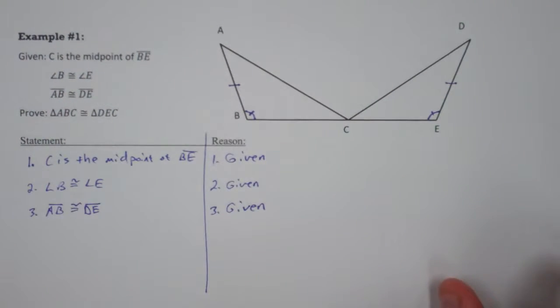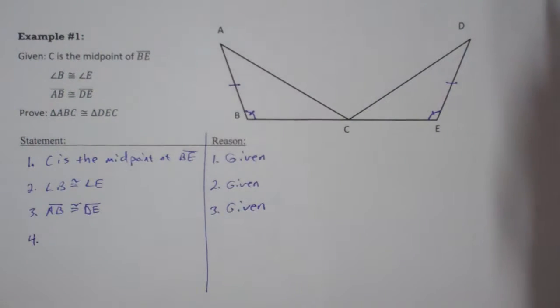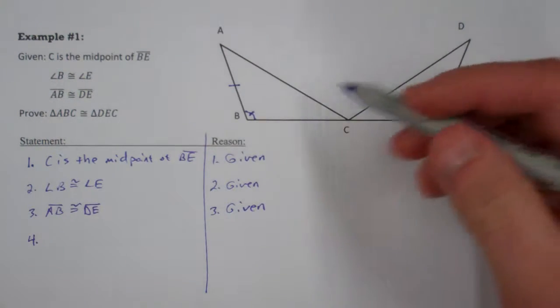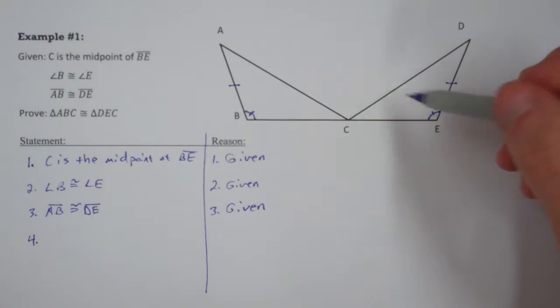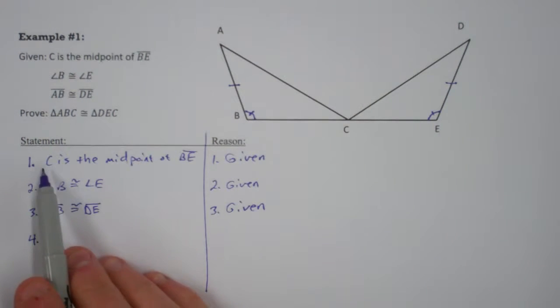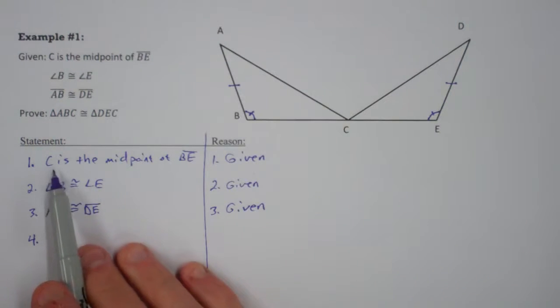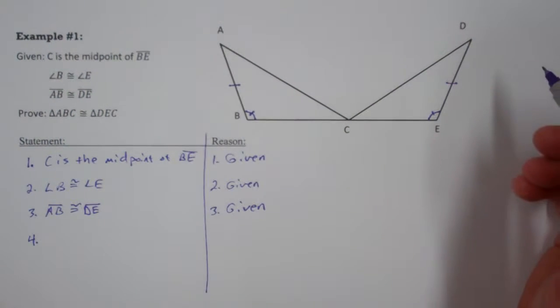And let's see here. Well, we're done with our given information. So let's try to make some conclusions. And first of all, we can't conclude that these triangles are congruent just quite yet. We only have side angle, and we need at least 3 in the correct order. We were given a piece of information here that we haven't used though. We've made these marks on the diagram, but we haven't used C as the midpoint of BE yet.